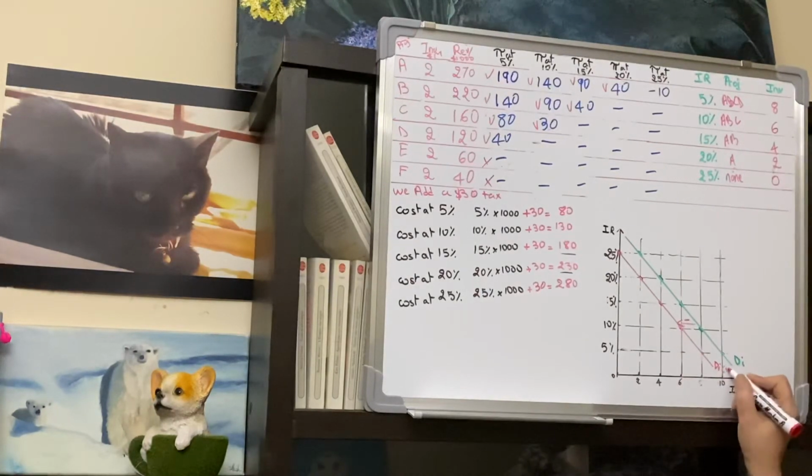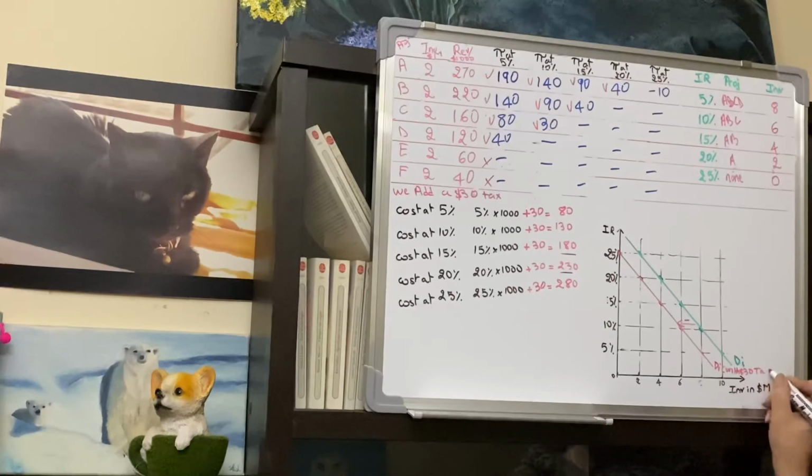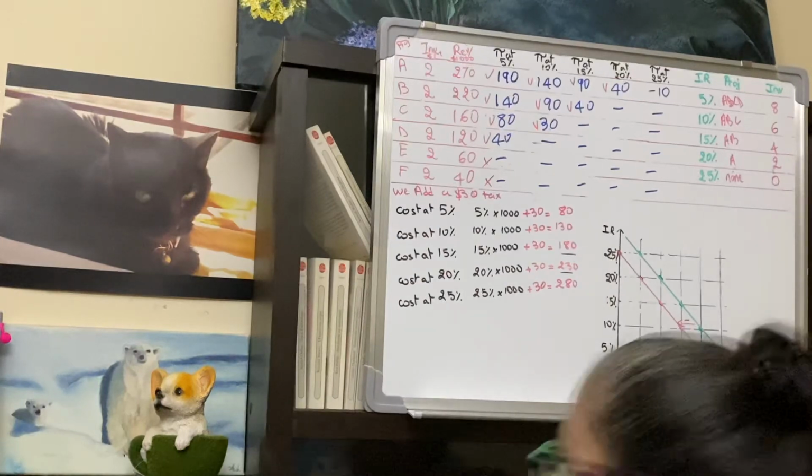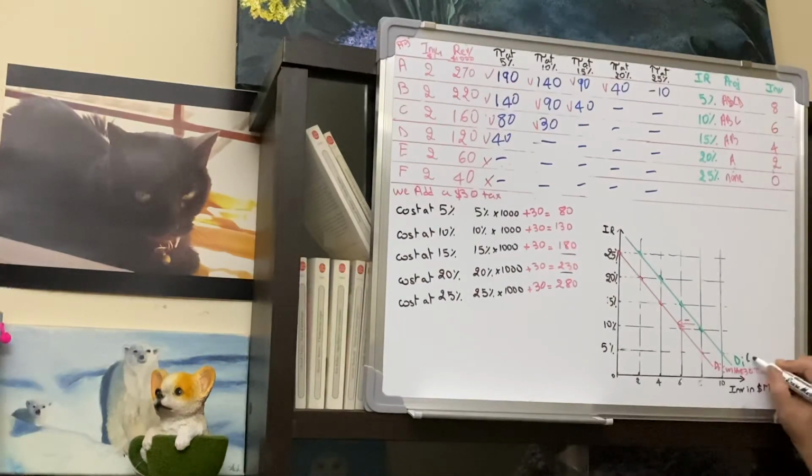So this one is with $30 tax, while the previous one was without tax. This one was without tax. Okay? And we are done.